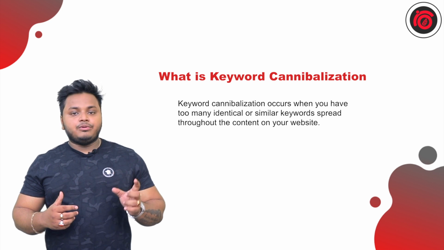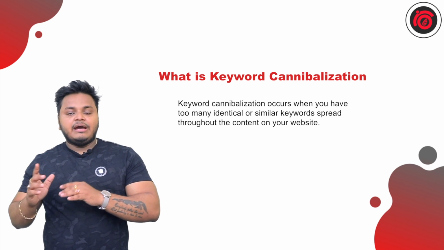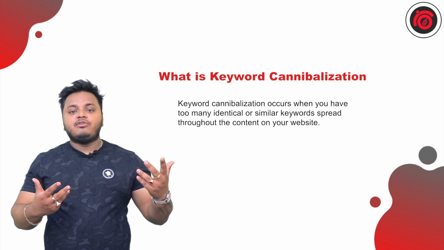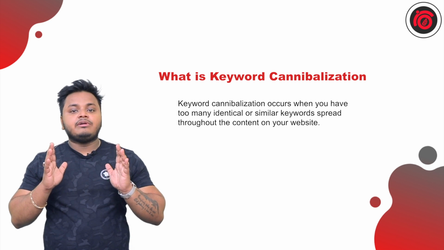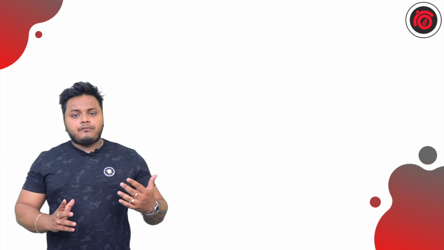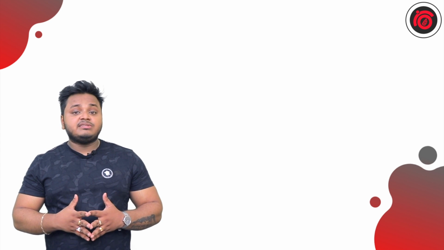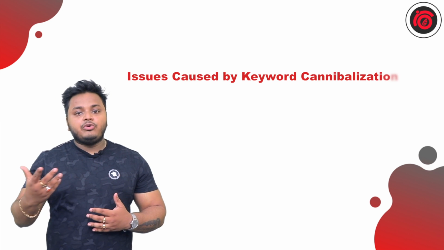For example, suppose you are ranking for best toy shop near me, and suppose on the first page you have 3 URLs ranking for the same keyword. Now this is a real-time example of cannibalization. Now you might be wondering, this is good. So the thing is, this is not. There are various concerns which can happen due to cannibalization.